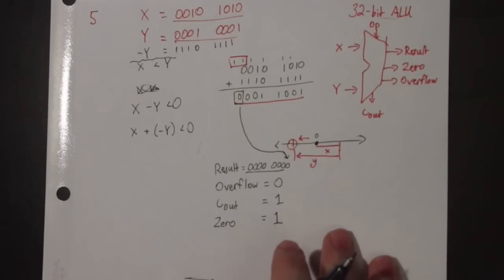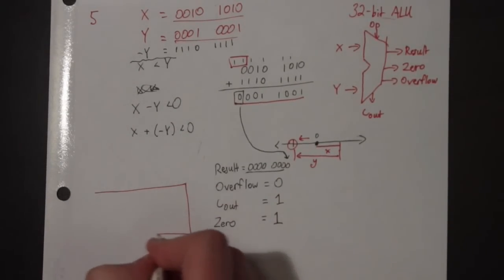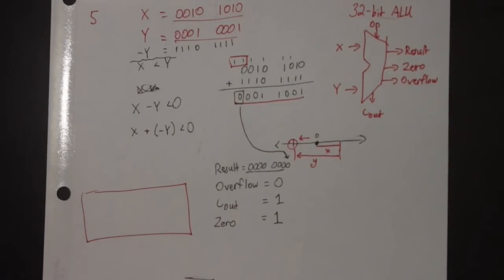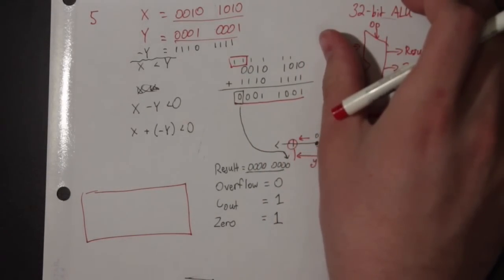Now, the next problem is number 6, which is a Booth's algorithm problem. I already have a video on Booth's algorithm, so just go ahead and click here if you want to learn about it. That's the end of this video because Booth's algorithm is the last problem on the practice exam.